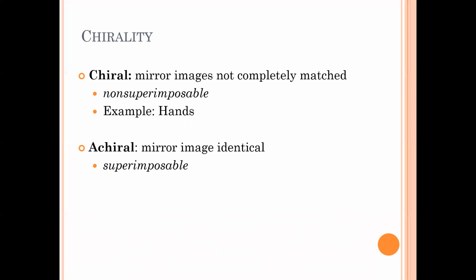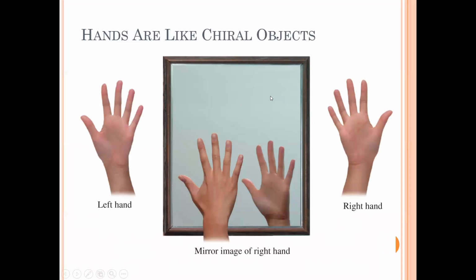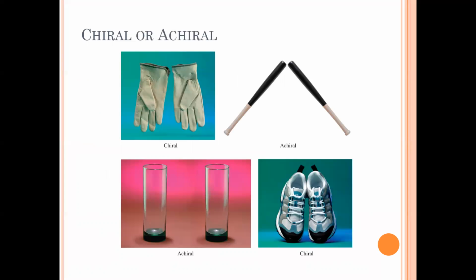Now, achiral is when there's something that's very identical and you can superimpose it. So just to give you some real life examples, your hands are not superimposable. These are chiral. So a pair of gloves, even sneakers. Sneakers are identical in how they're made. However, your left sneaker does not fit on your right foot, and your right sneaker does not fit on your left foot. But if we looked at a glass or a baseball bat, those are considered achiral because they're identical and the same.